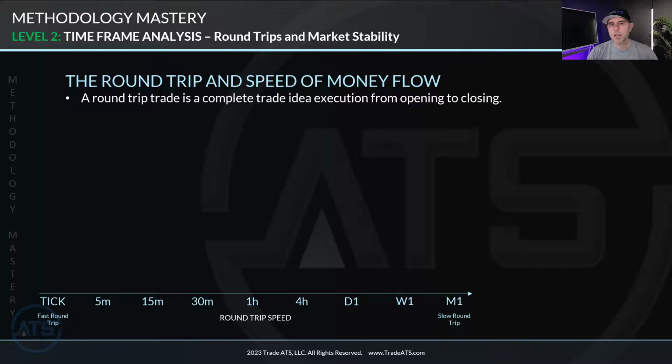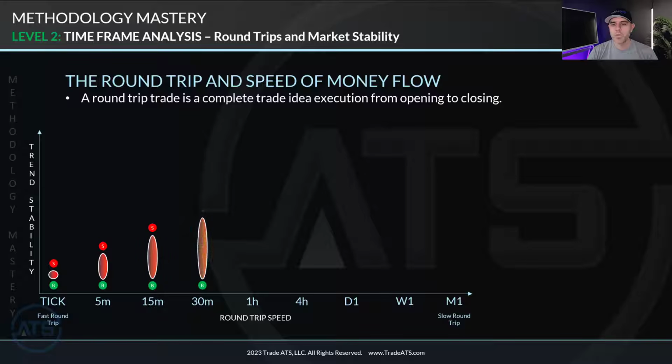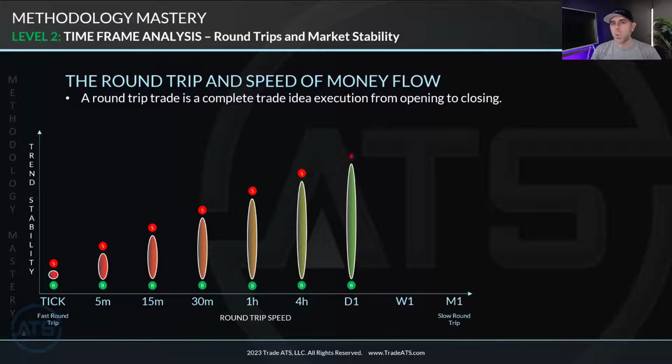So how does this concept affect the stability or the continuation of trends? Well, checking out our y-axis, you could see that this represents trend stability. So let's see how this plays out across these time frames. Starting with our tick chart, going into our 5-minute, you can see that we have a buy, a circle in the middle, and a sell. The circle represents the round trip speed. As we continually go up the time frames, you can see that the speed of the round trip continues to get slower and slower. Again, why is that?